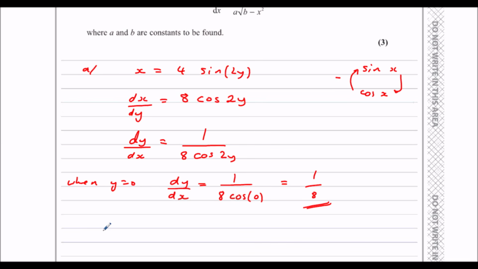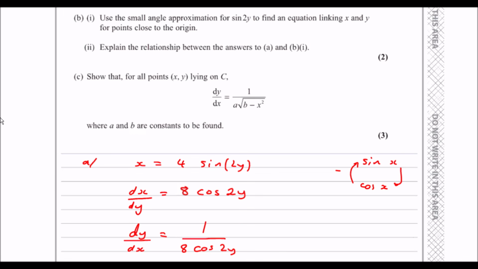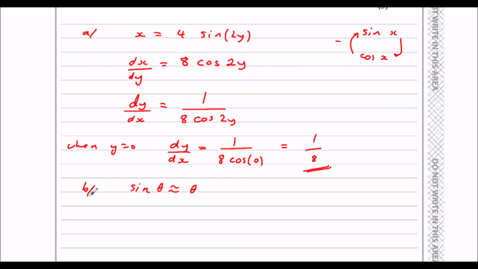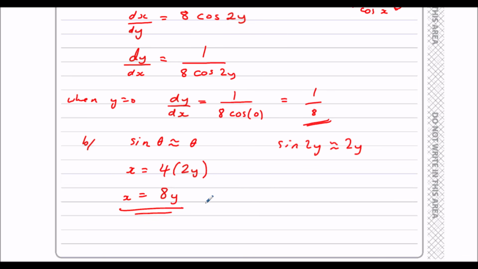So, the small angle approximation for sine theta is theta. So sine theta is approximately equal to theta. So sine 2y will be approximately equal to 2y. So x equals 4, and then sine 2y will be approximately equal to 2y. So it'll be 4 times 2y, which will be x equals 8y. Is that what we wanted? Equation linking x and y for points close to the origin. So x equals 8y.